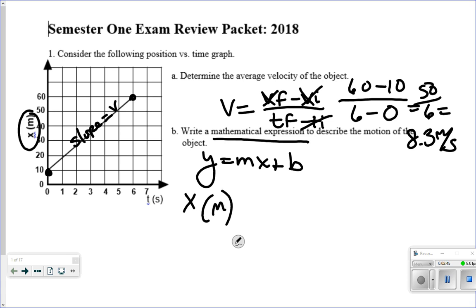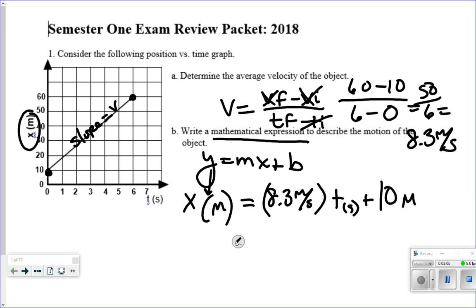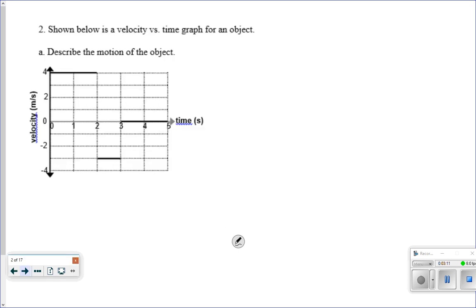Whatever you're measuring on your y-axis is going to go here. That is x in meters. m is our slope of the line, so that's 8.3 meters per second. Then what are we measuring on the x? Time in seconds, plus our y-intercept, which is the value of y when x equals 0. So there you have it. Those are my first two.